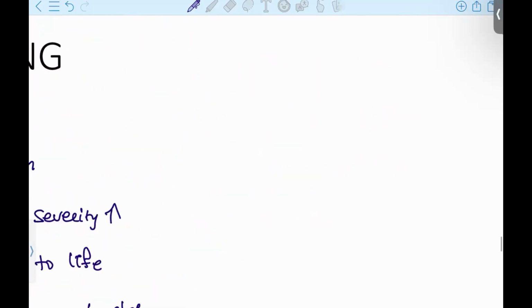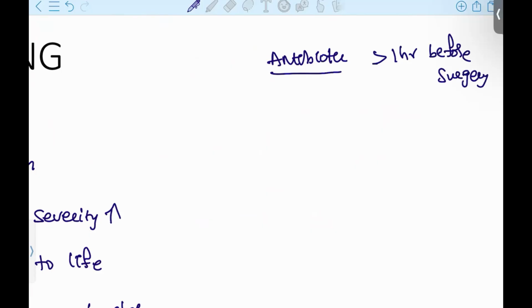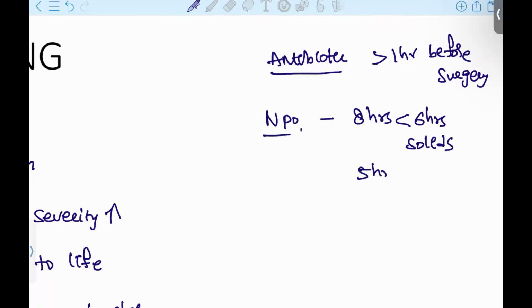Next, antibiotics should be given at what time? Antibiotics are usually given 1 hour before surgery. Okay, 1 hour before surgery it should be given. And how about the NBM? Nothing per oral should be maintained for these patients for 8 hours, or the best answer will be 6 hours for solids, and 5 hours for the semi-solids, and 2 hours for the fluids. Okay, only the water. What do I mean by fluids?